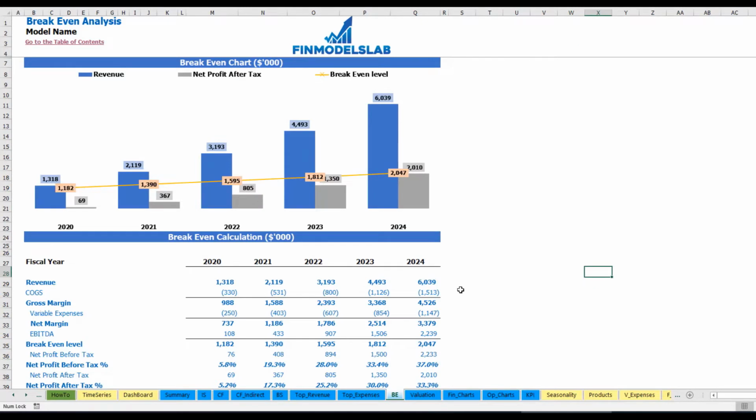On the break-even tab, you may find the calculation of revenue break-even level and break-even chart. For this particular use case, you may find that your revenue break-even level is less than actual revenue calculation. This means that company is profitable.